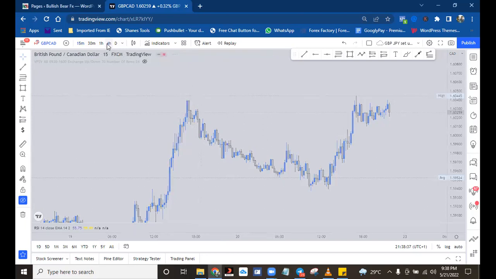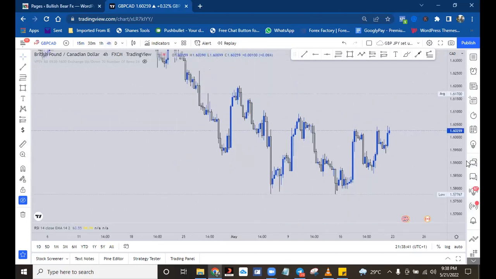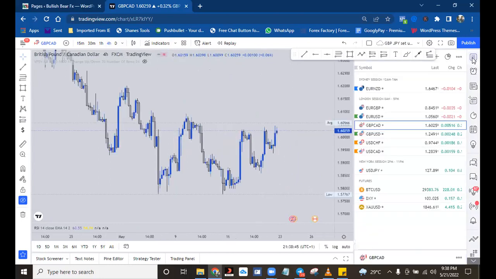Now if you want to plot out your psychological levels, you can go straight to the 4-hour time frame. Currently, as you can see, the market is not moving because it's weekend. For all those who are in my class who are learning the currency pair, you understand what that means. All sessions are closed for the weekend, so nothing is moving.